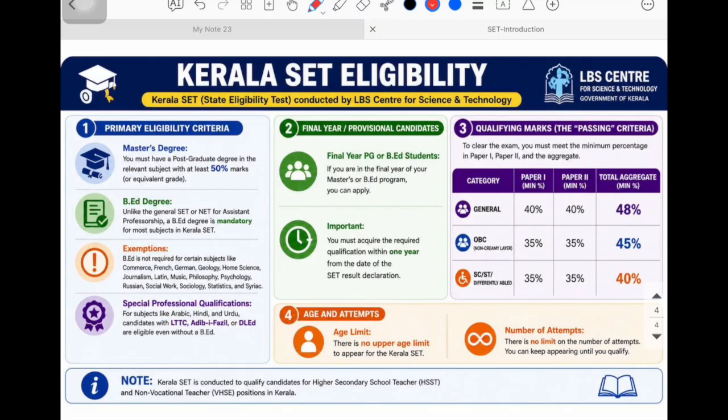We are giving the HSST course also. Those who qualified the SET examination have to go for another PSC test, that is HSST. So this Kerala SET is for a higher secondary school post.